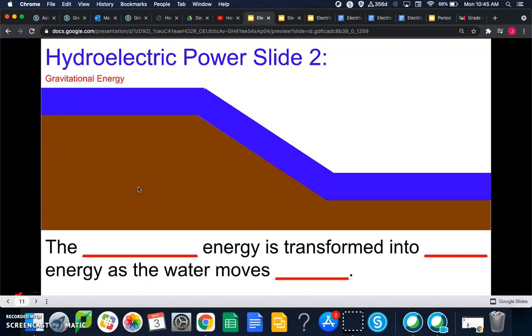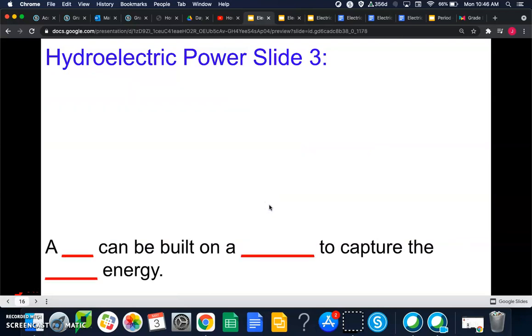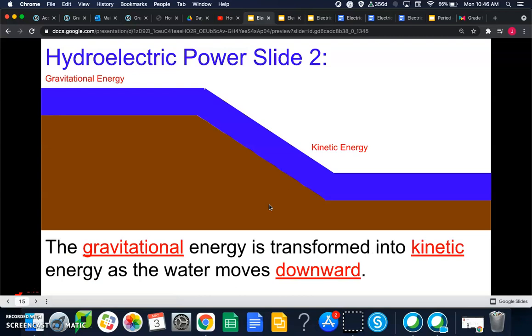Okay, so then you're going to draw pretty much the same thing for slide two, right? The water at the top still has gravitational energy, but we know that as it starts to flow downhill, it's going to lose gravitational energy as it's transformed, and that's as the water moves downward, this happens. It's going to be transformed into kinetic energy because the water is going to be moving faster and faster as it gets down towards the bottom. And so you're going to basically do the same thing, except now you're just going to label where the kinetic energy is for this slide.